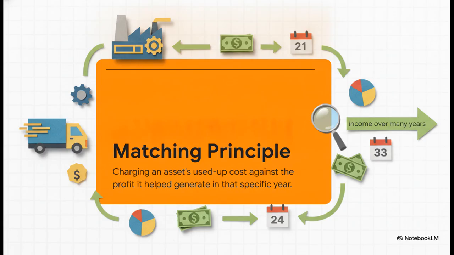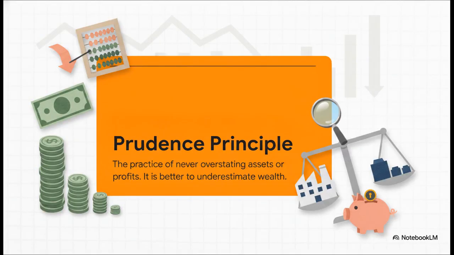Think about it. You buy a machine to generate income over a bunch of years, right? So it only makes sense to match the expense of that asset to the revenue it creates in that specific year. You use a fraction of the asset to make money this year, so you only claim a fraction of its cost as an expense this year. Absolutely crucial to understand.